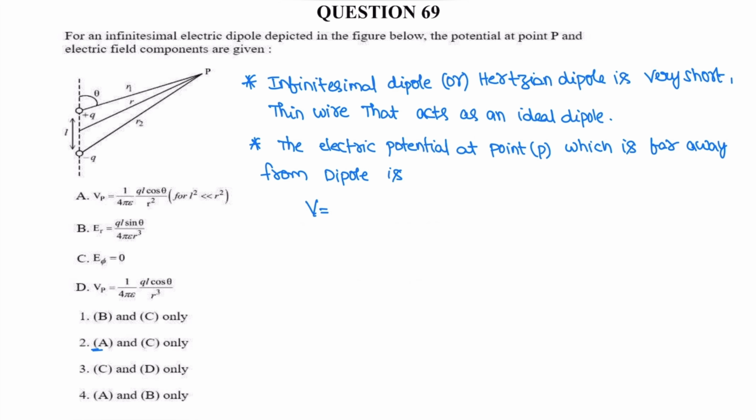Next question. For an infinitesimal electric dipole, as shown in the figure, there are two opposite charges, equal and opposite, plus q and minus q, separated by a distance of l, or separated by a distance of d, whatever it may be. R is the distance from the center of the dipole to the point P. R1 is the distance from the positive charge to the point P. R2 is the distance from the negative charge to the point P.